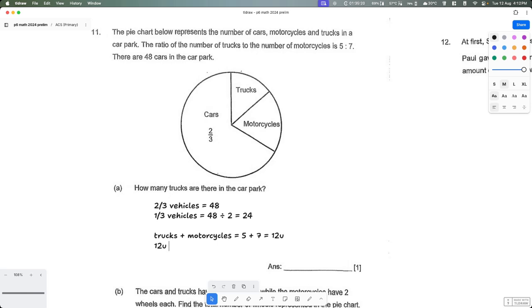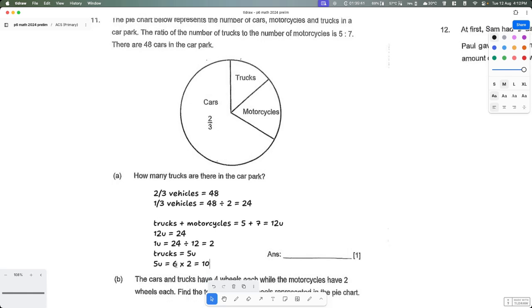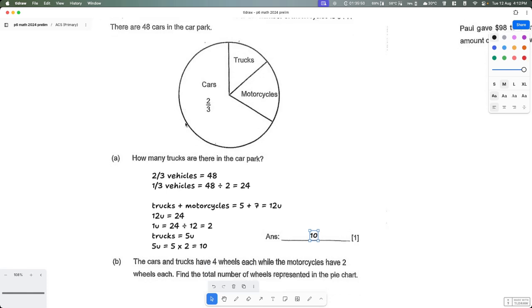So 12 units equal to 24. 1 unit equal to 24 divided by 12, which is equal to 2. And then we know that trucks is equal to 5 units. So that means 5 units equal to 5 times 2, equal to 10. Why did I put 6, 5? Okay, so the answer to this is 10. That's what I see over here. Let's move on to the next question.